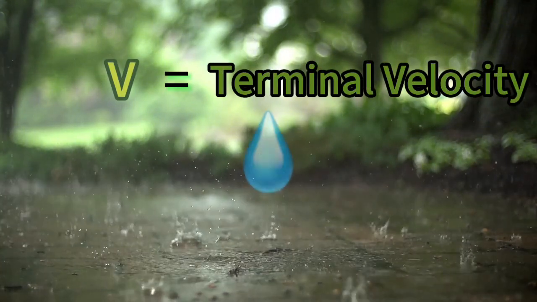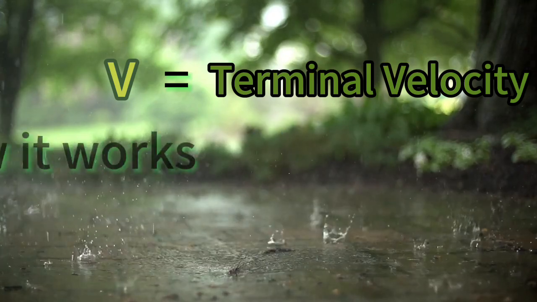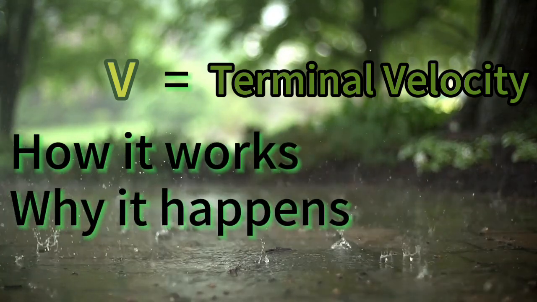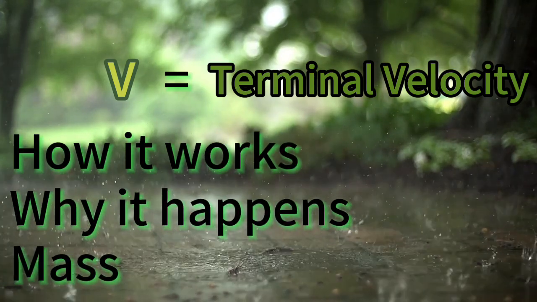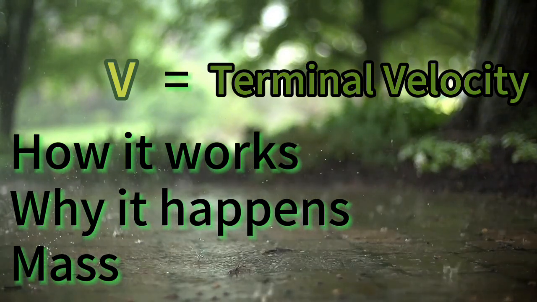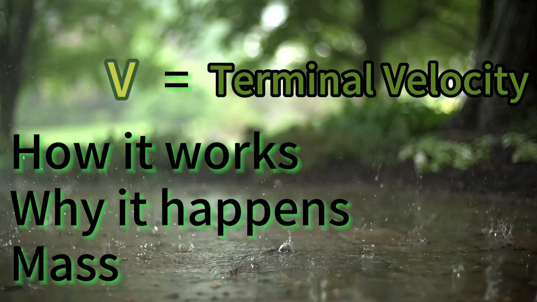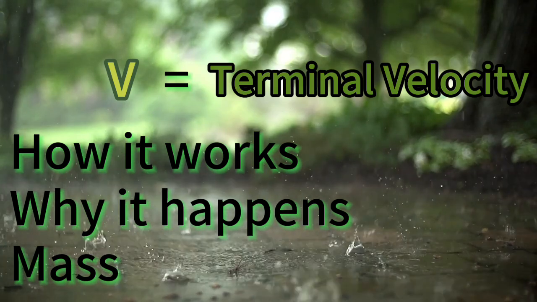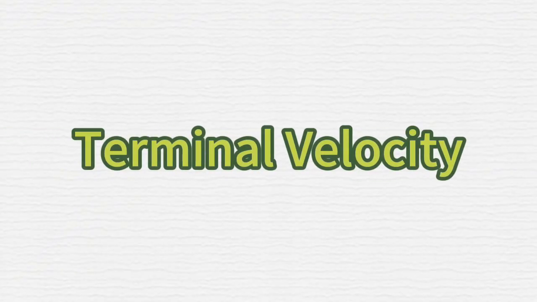In this video, we'll explore how terminal velocity works, why it happens, and how an object's mass plays a role. We'll look at some fascinating real-life examples and dispel common misconceptions about falling objects. Let's dive in. To understand terminal velocity, imagine a raindrop falling from the sky.